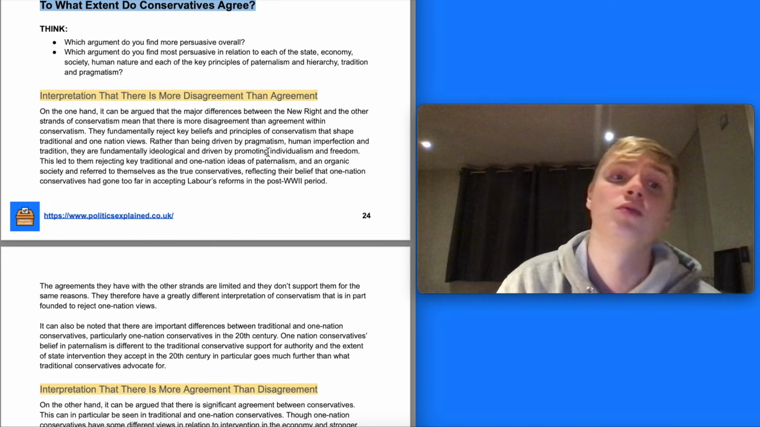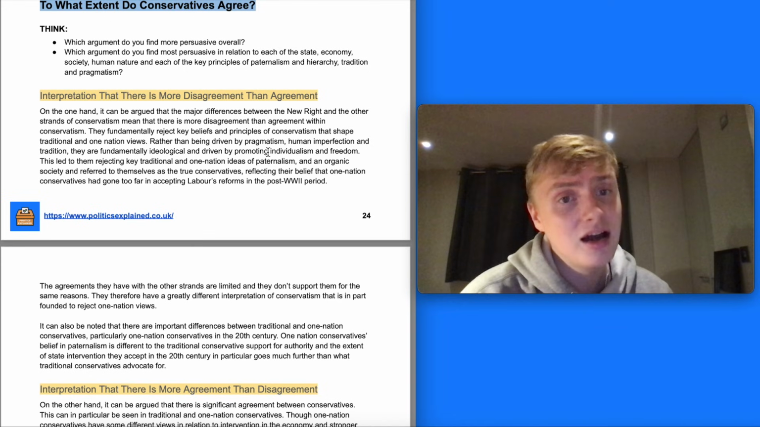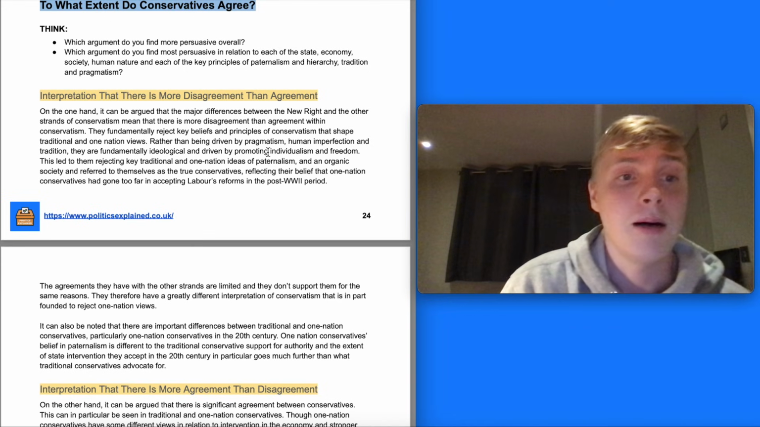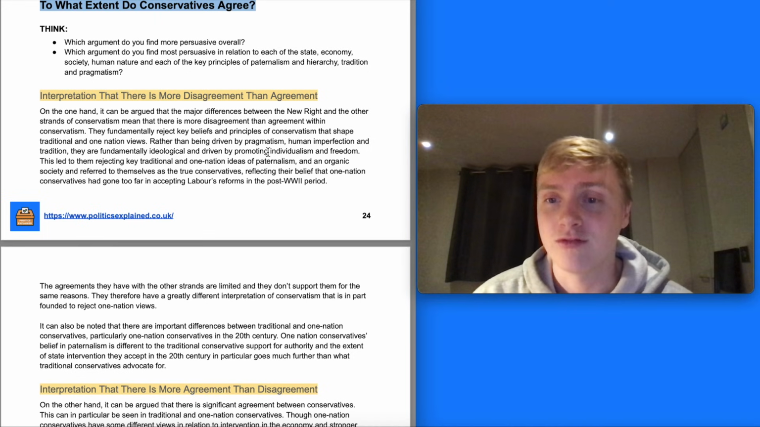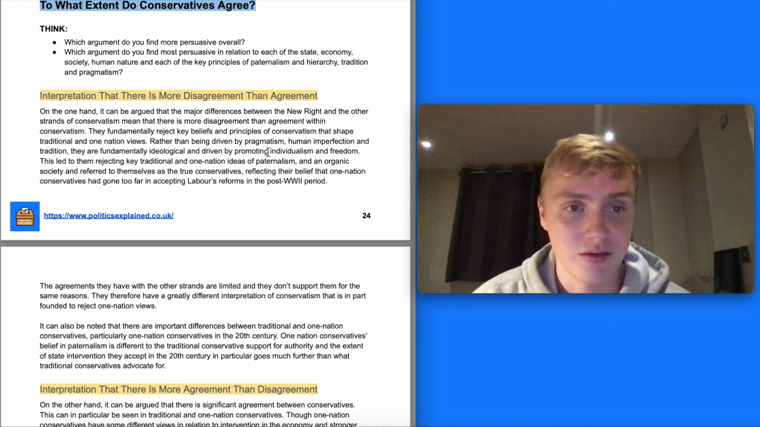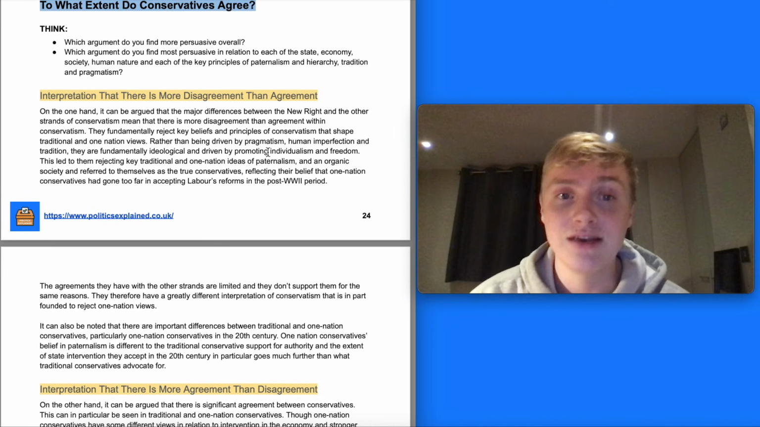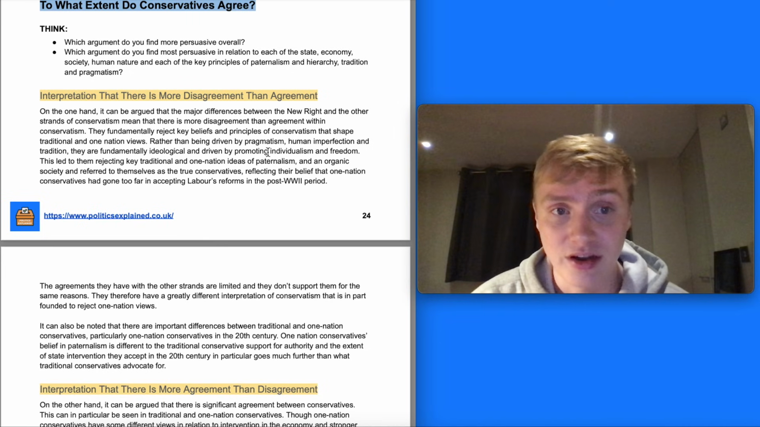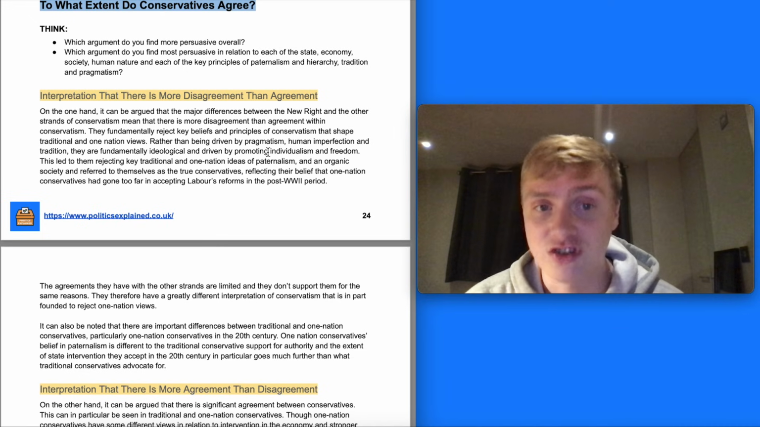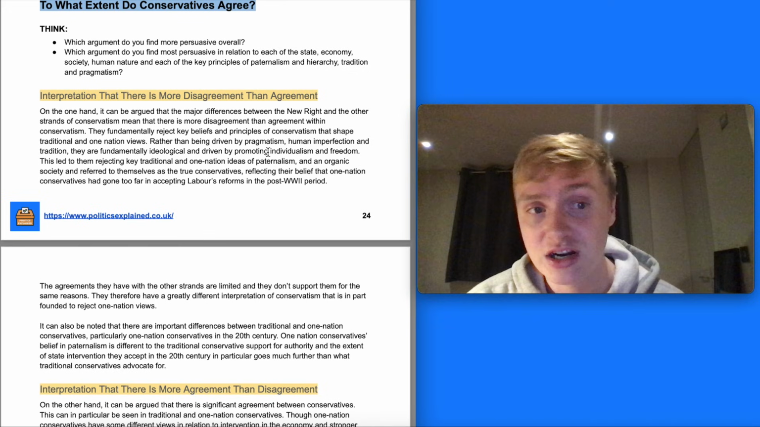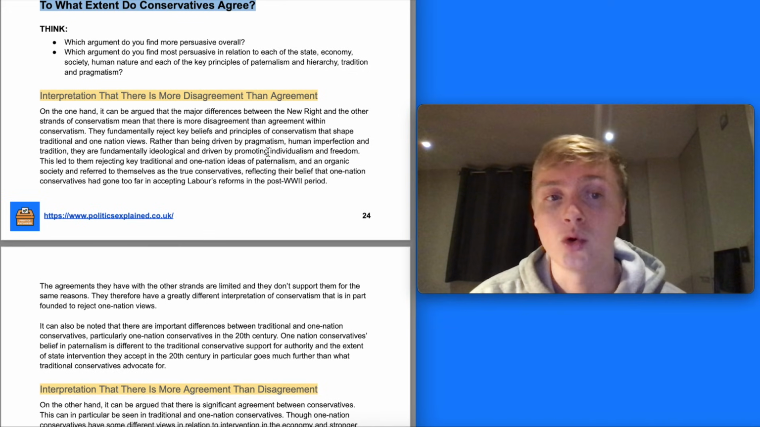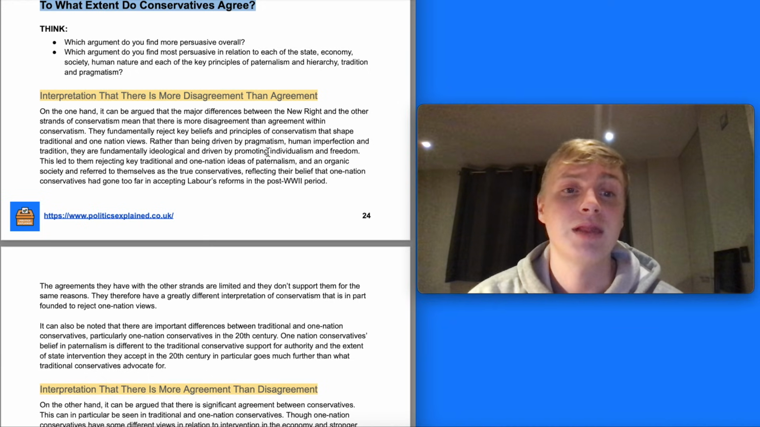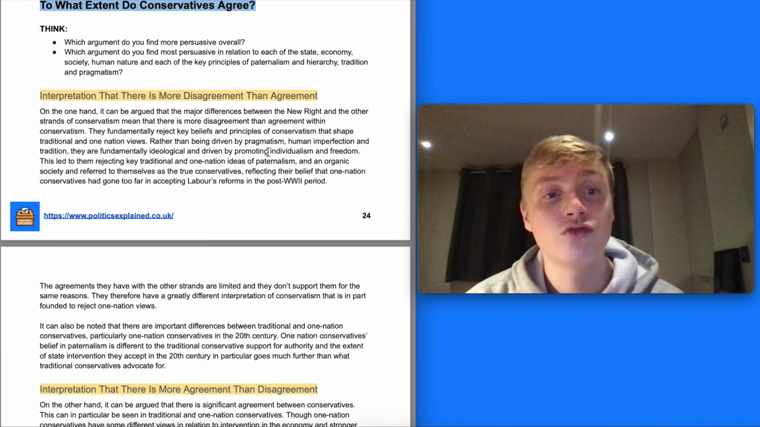So in terms of the argument that there's more disagreement than agreement, it's the idea that the new right in particular are very different from the rest of conservatives. They fundamentally reject the key beliefs and principles of conservatism that shape traditional one-nation views. So they're not driven by pragmatism, human imperfection, and tradition. They're fundamentally ideologically driven by the promotion of individualism and freedom. And that leads them to rejecting the key principles of paternalism and organic society, and they refer to themselves as true conservatives.